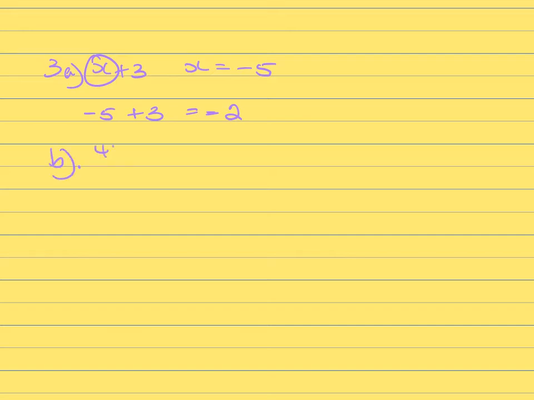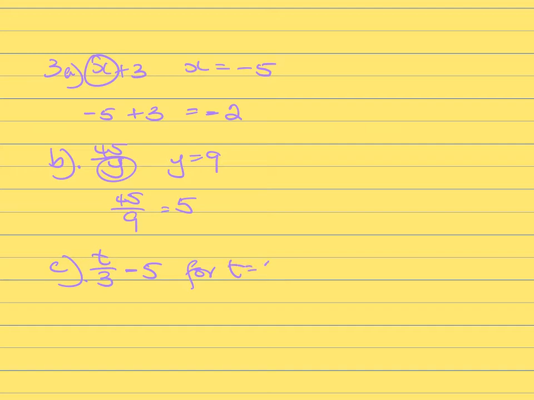3b, 45 over y, for y equals 9. So we're going to replace this y with 9. So we'll get 45 over 9, which is 5. Then we have c, t over 3 minus 5 for t equals 21. So we're going to replace the t with 21. So 21 over 3 minus 5, which gives us 7 minus 5, which gives us 2.